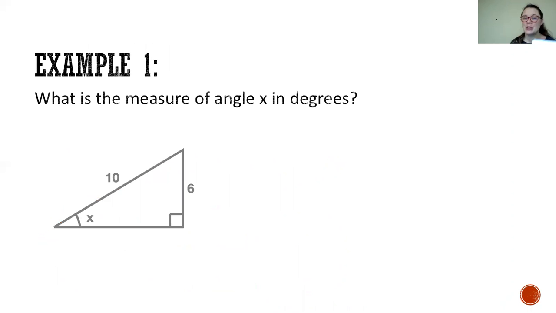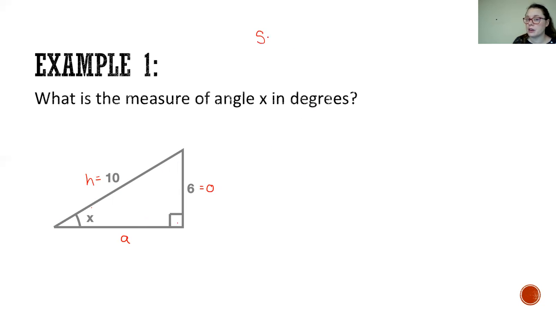So example 1, what is the measure of angle x in degrees? The first thing we need to do is label our sides. We have x over here, so this one is opposite. And my right angle's here. Across from that is the 10, so 10 is my hypotenuse. That means this side must be the adjacent side relative to angle x. If we were talking about this angle up here, that would all change for us. So relative to angle x, 10 is h, 6 is o, and along the bottom is the adjacent side.